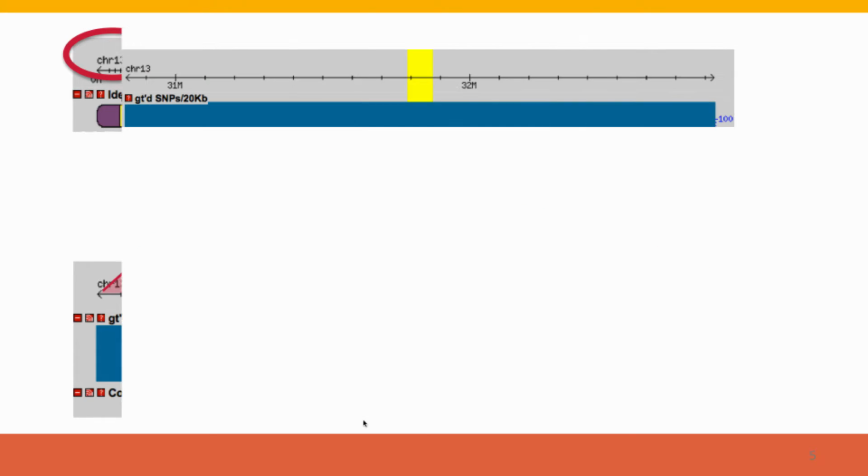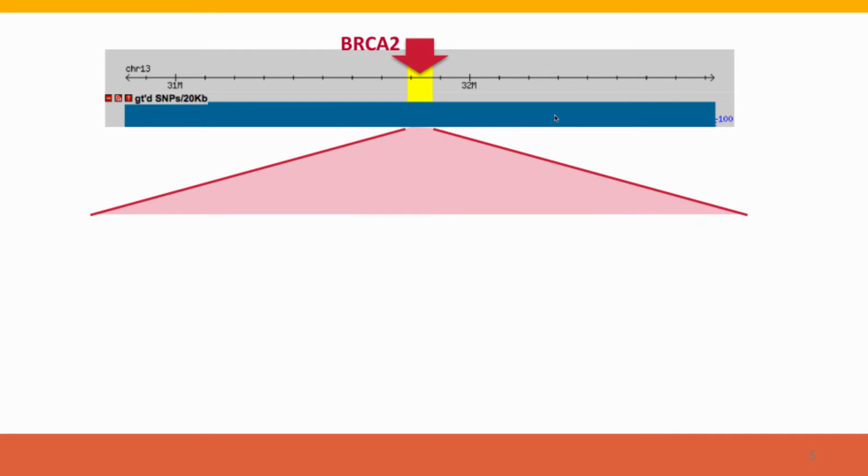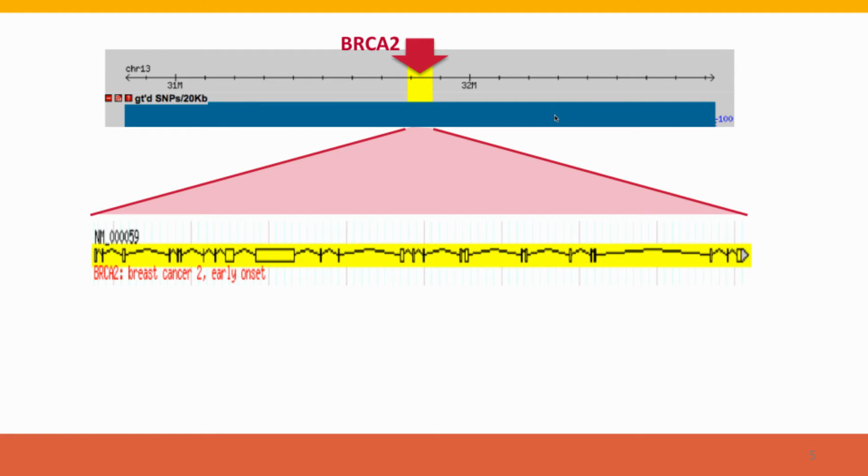So let's zoom in some more. Here's the 2 megabase segment of the chromosome. We'll zoom in to see the BRCA2 gene. And now this yellow segment is the whole gene. The gene itself, we see, is almost 1 million base pairs long. No, it's not, it's about 90 kilobases, 90,000 base pairs long.